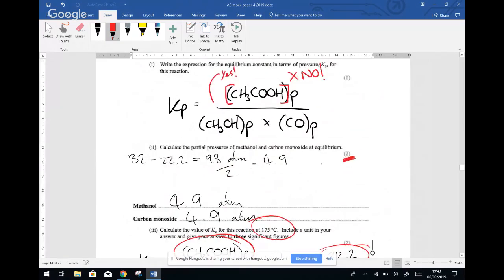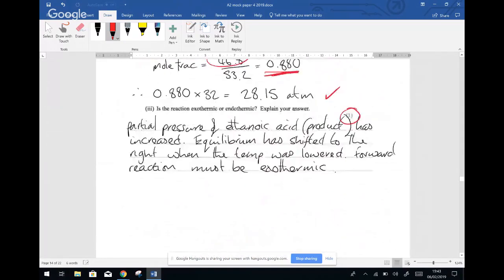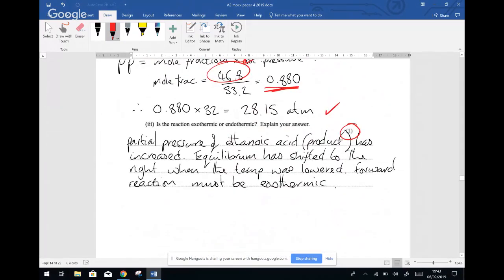Now what that meant is, because I've got higher moles, I'm going to have a larger number on the top, so I've got more products. Partial pressure of ethanoic acid product has increased. Equilibrium has shifted to the right when the temperature was lowered. Forward reaction must be exothermic. And don't get me wrong, I have gone to town on that question to do that properly. For 1 mark, that could have been worth 4, but it wasn't.